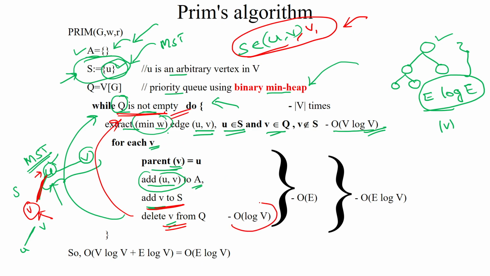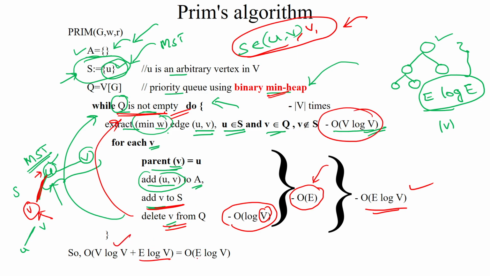For deleting, it will take log V time. On all the vertices you will use the binary min heap, so log V, but we have to select all the minimum edges in the graph, so order of E. So finally we will take order of E log V. So the time complexity for this algorithm is order of V log V plus order of E log V. Finally we get approximately 2 E log V, and after dropping the constant 2, it is E log V. This is the time complexity for Prim's algorithm.